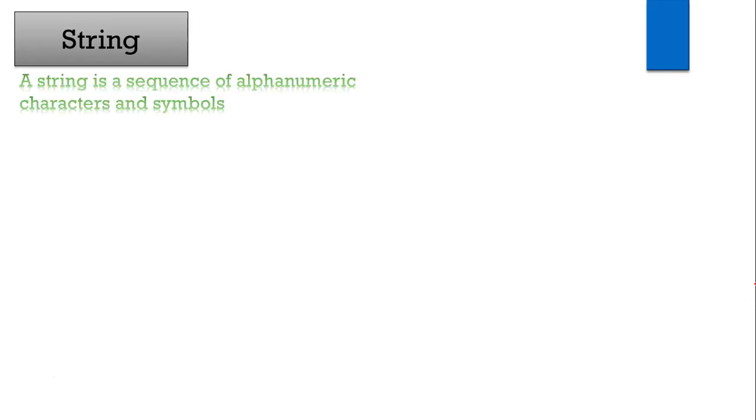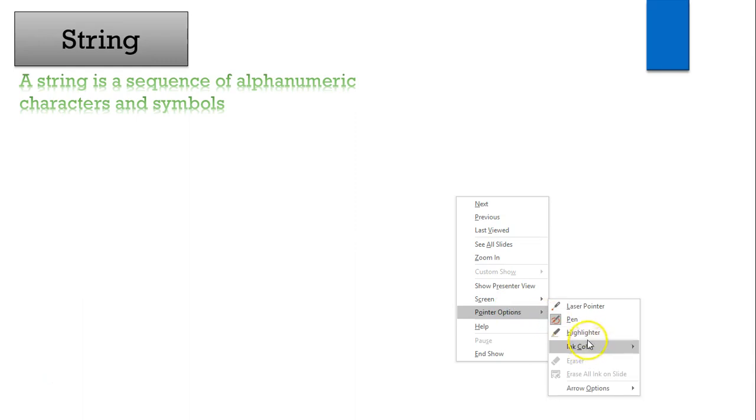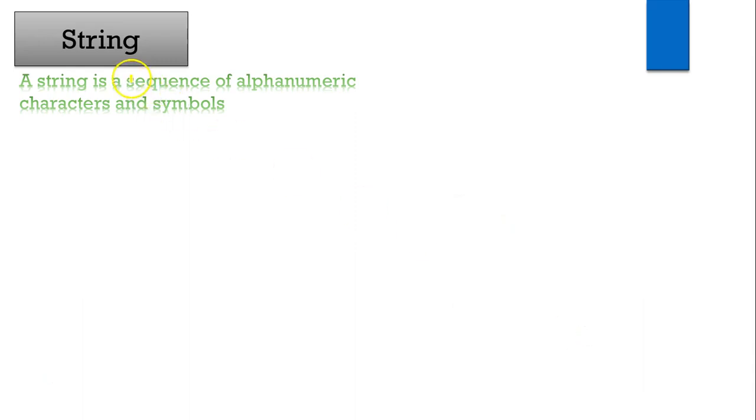Let's look at the data types and what they exactly are. A string is a sequence of alphanumeric characters and symbols. The keywords, I'm going to get the highlighter up, are sequence of characters and symbols.